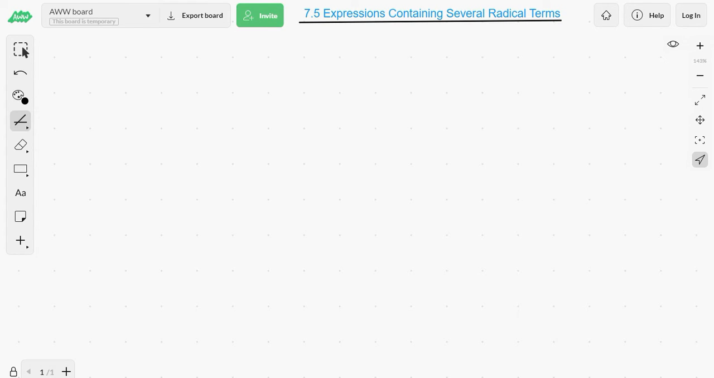Hello everyone. In today's video we're going to take a look at section 7.5, which is about expressions that contain several radical terms. Let's begin by considering an example. Suppose we want to add together 3 plus root 7 plus 2 plus root 7.